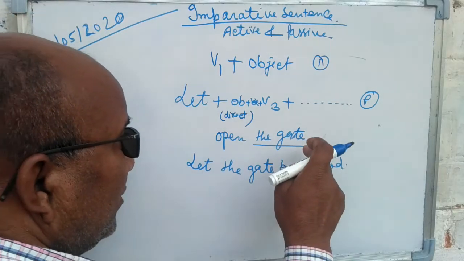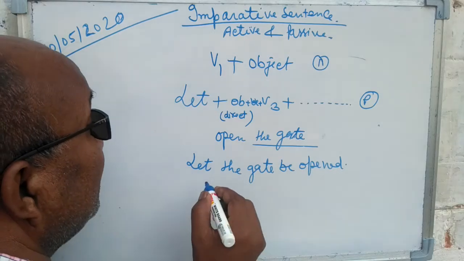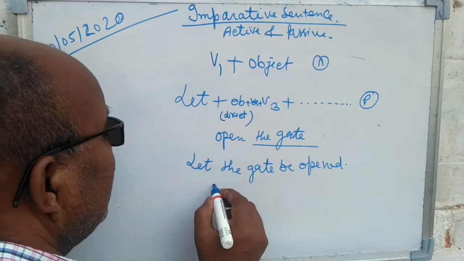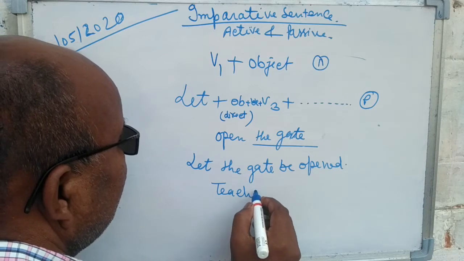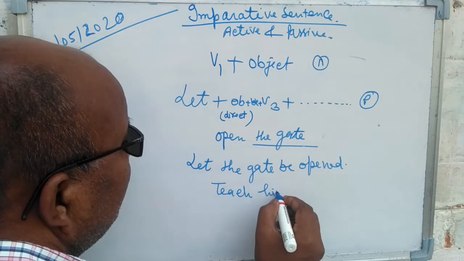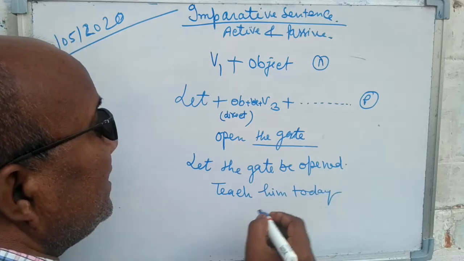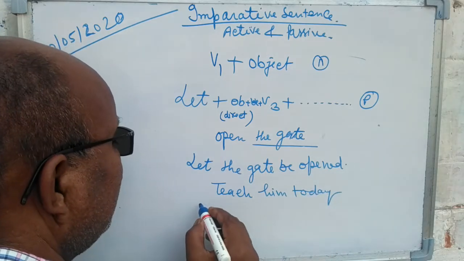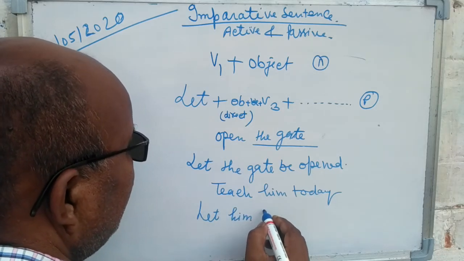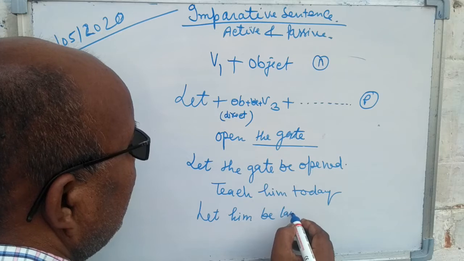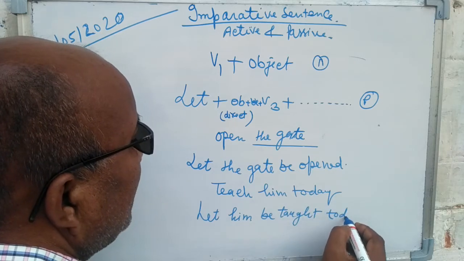Sometimes there is no direct object, then the indirect object will be used. For example, teach him today. There is no direct object, so let him be taught today.